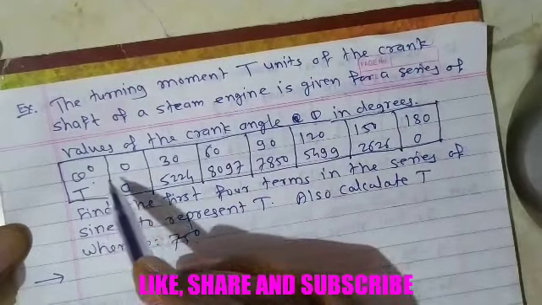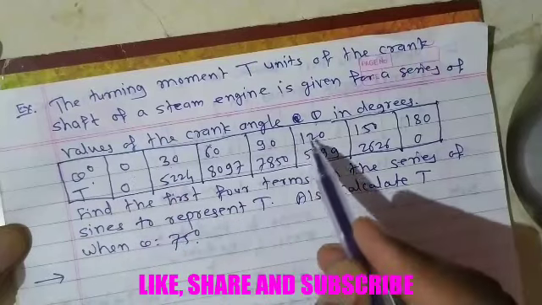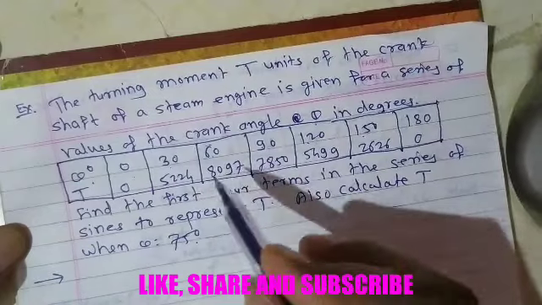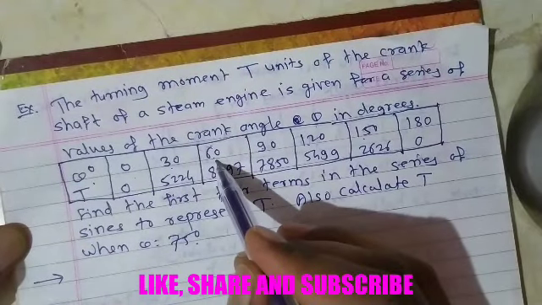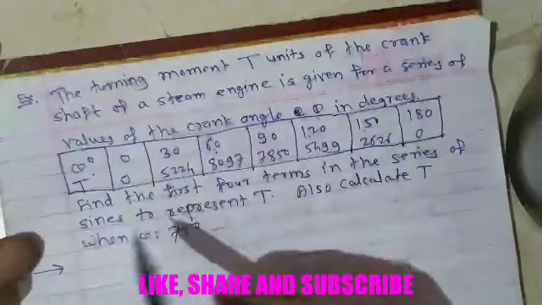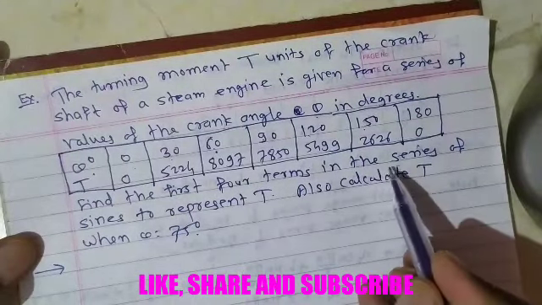So theta in degrees is given as 0, 30, 60, 90, 120, 150, 180, and the respective values of t are given. Since theta is given in degrees, change the mode of the calculator to degree mode. Question A: find the first four terms in a sine series.